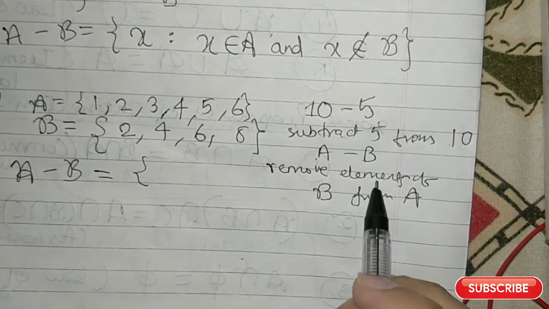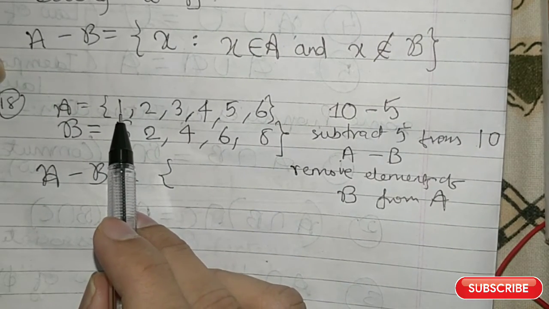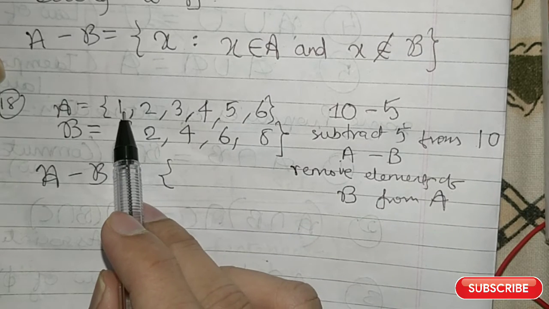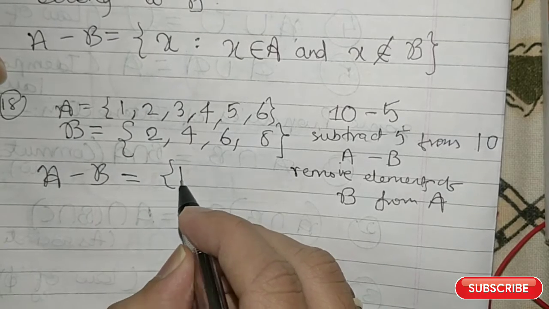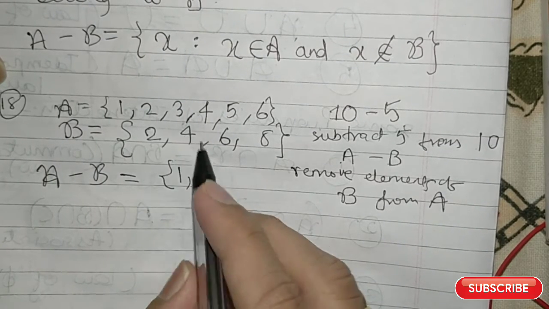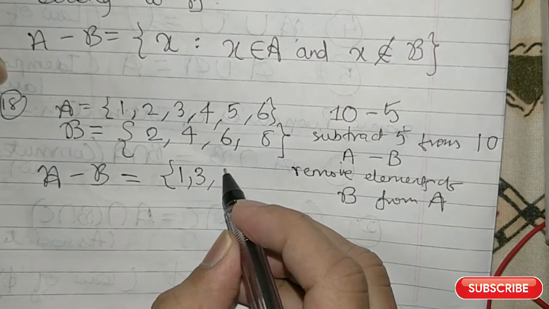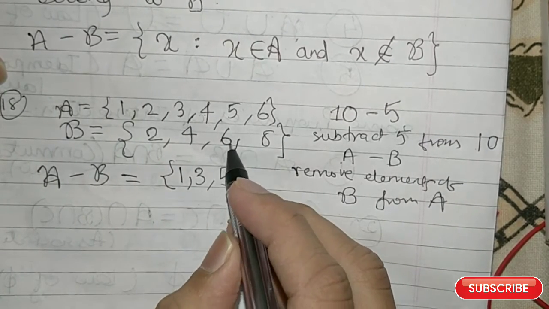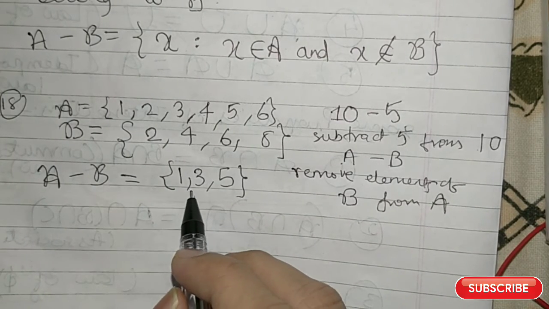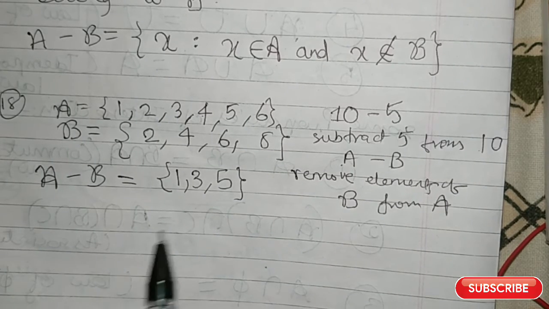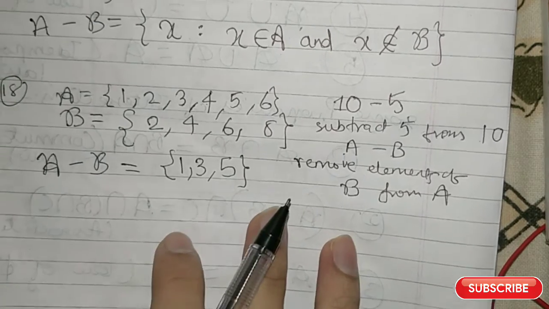So what it is: remove elements of B from A. You have to remove all the elements of B from A. So 1 is not there in B, so you keep it. 2 is there, so 2 you have to remove. 3 you have to keep. Then 4 you have to remove. Then 5 you have to keep. Then 6 you have to remove. So the set that you will get, that is A minus B, is 1 3 5. So remove elements of B from A. You have to remember it like that.